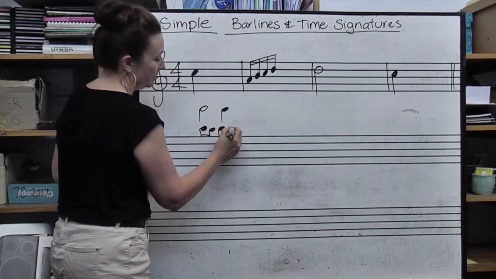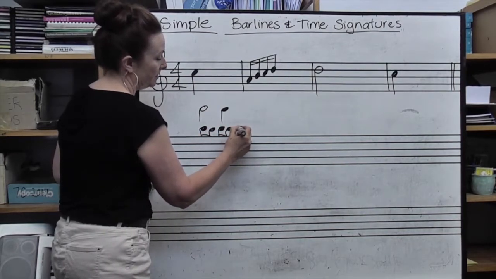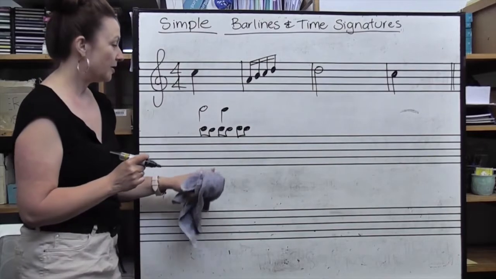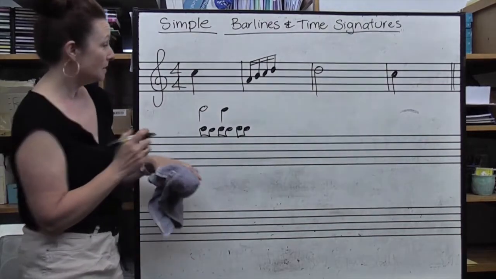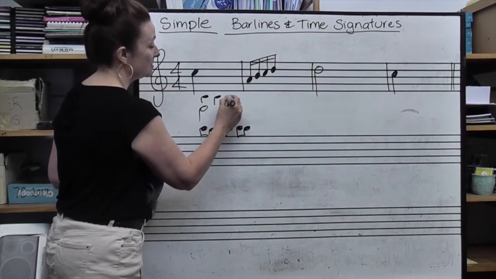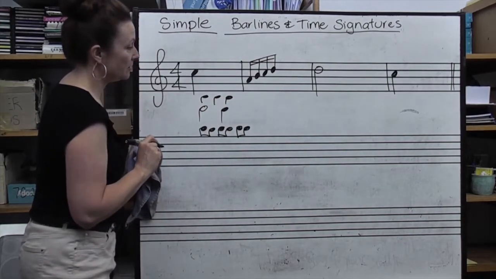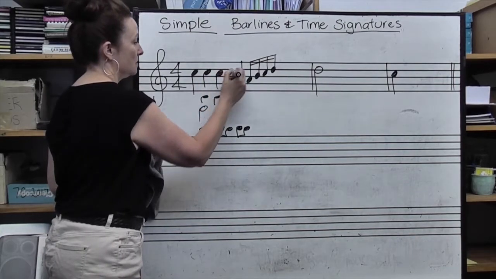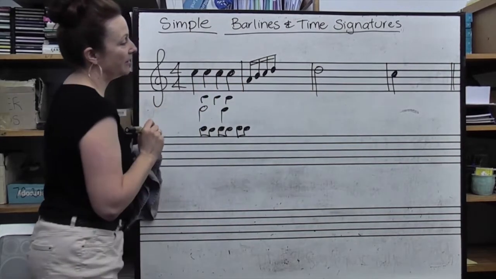You could go 1, 2, 3, so 3 lots of quavers or 6 quavers. You could go 12 semi-quavers. You could go 3 more crotchet beats. You could do any of those things. But you need to fit 4 crotchet beats in each bar.